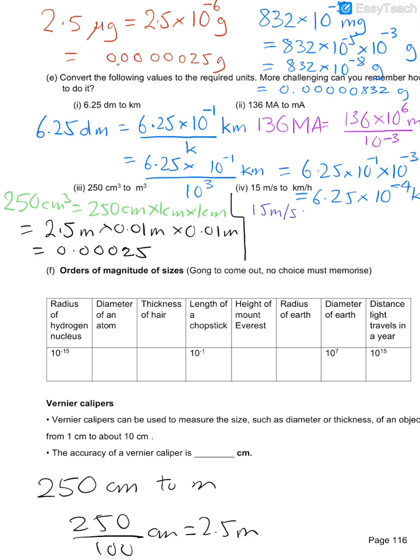Okay, look, I do it this way. 15 meter per second is 15 meters divided by 1 second. Then after that, I want kilometers. To go to kilo, I must divide by 1000. This gives me kilo. Then 1 second, change to hour, I must divide by 3,600. You work this out, you get what?